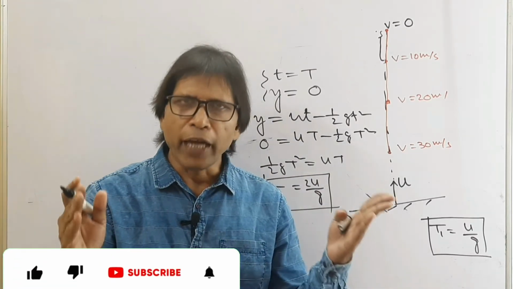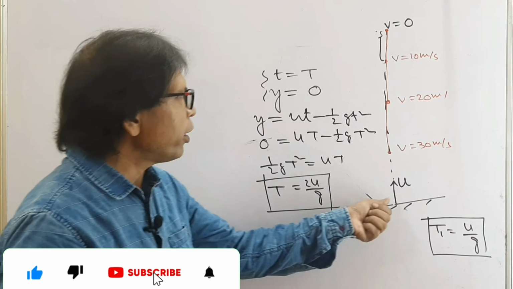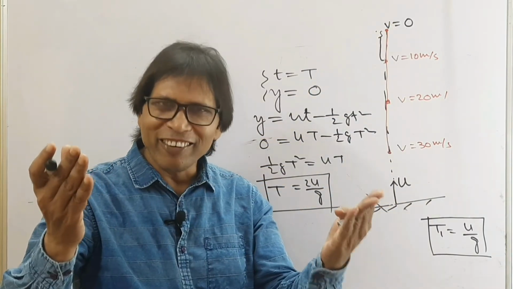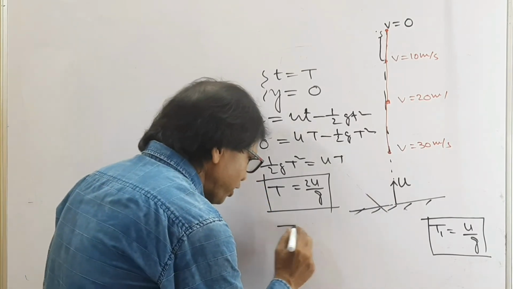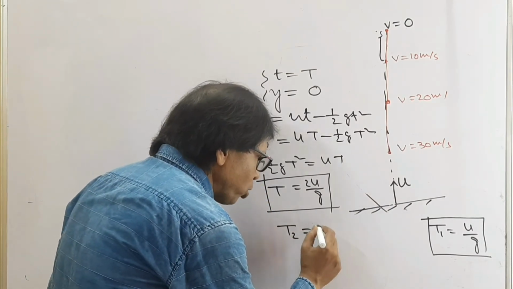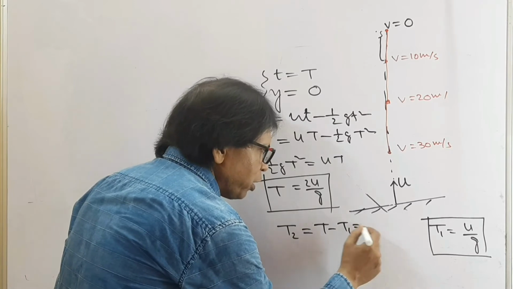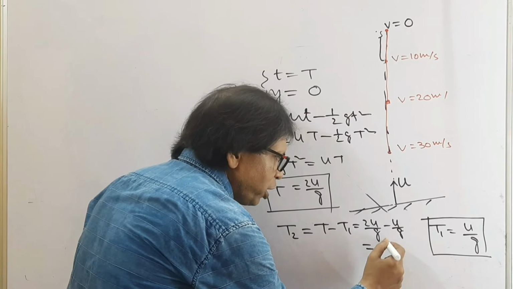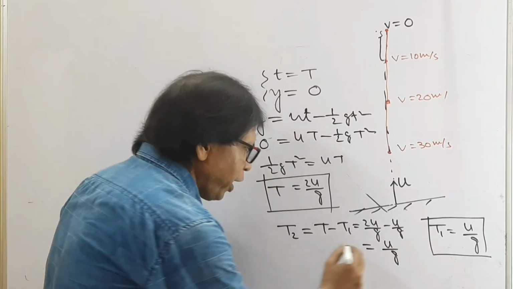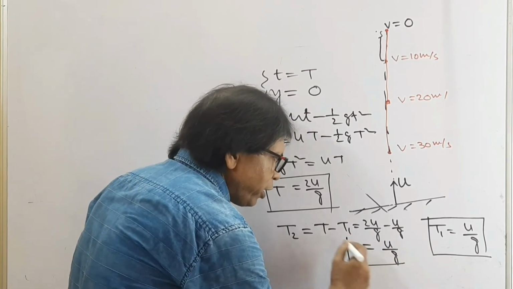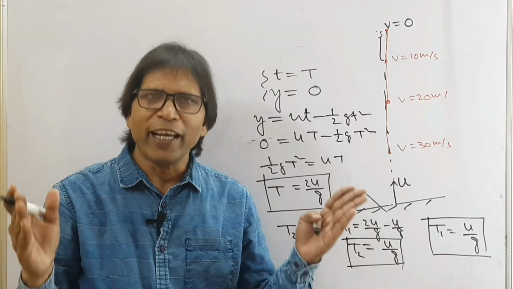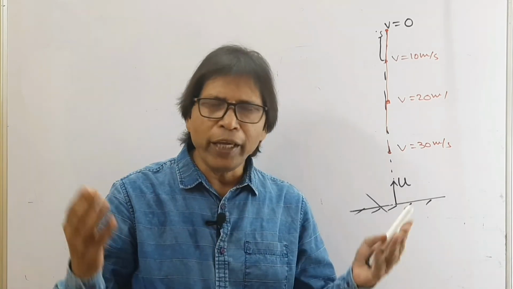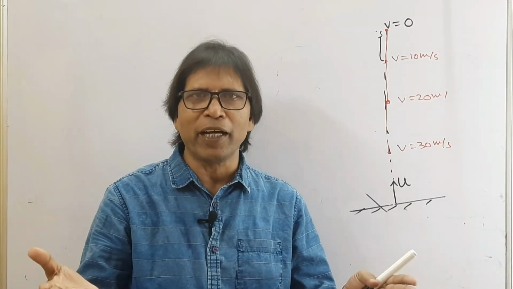Now, time of descent. Time of ascent plus time of descent means total time of flight. So the time of descent T2 equals T minus time of ascent, which is 2u by g minus u by g. So this is also u by g. Here the time of descent is equal to the time of ascent. Understood?